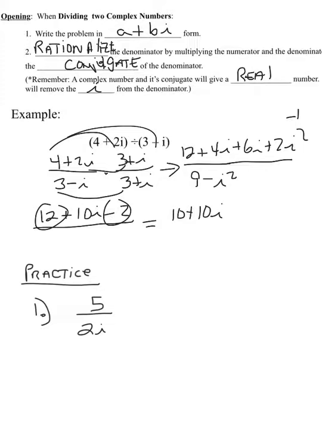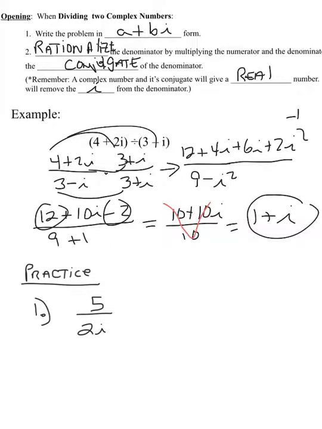The bottom, on the other hand, you get 9, and it's minus what would be a negative 1. So it's 9 plus 1, which is 10. And this can be reduced. You can use my V trick again, so you know the 10s go into all of those. So your final answer is 1 plus i all over 1, which I don't need to write. So there's my answer.